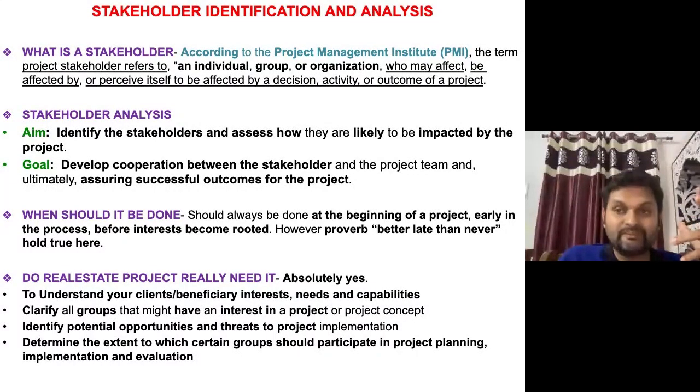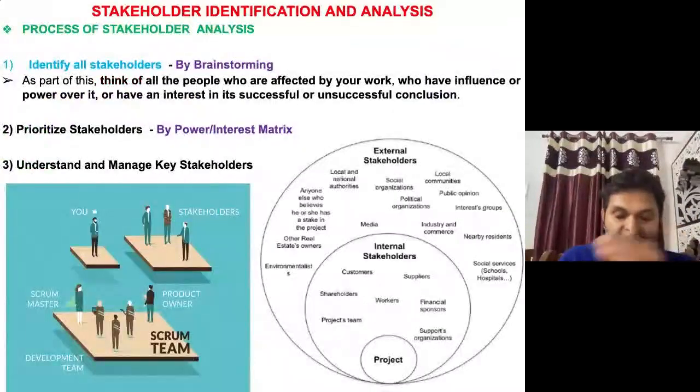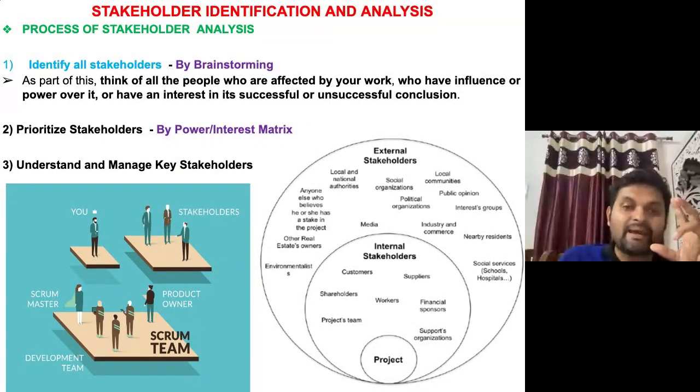Now the first step is to identify. The second step is to prioritize your stakeholders. You need to give them priority. How am I going to choose the priority? For that, I'm going to follow one matrix that is known as the PI matrix. PI means power index matrix. What is that matrix? We are going to see it in the next slide. And the third part is, once you have prioritized them, to understand and manage the key stakeholders by putting out strategies. Okay, so understand and manage them.